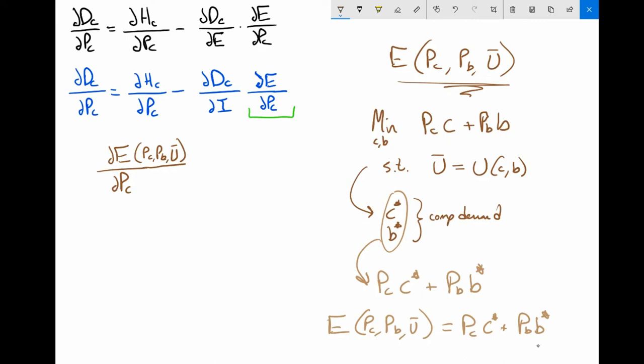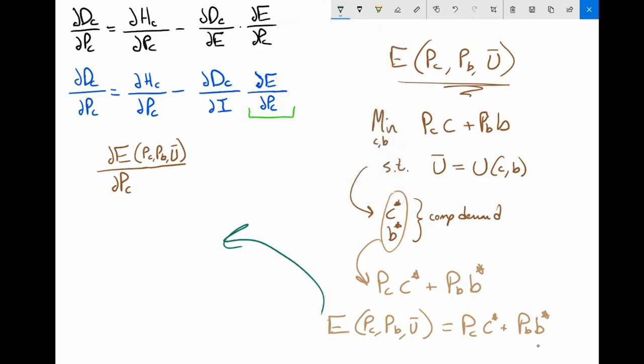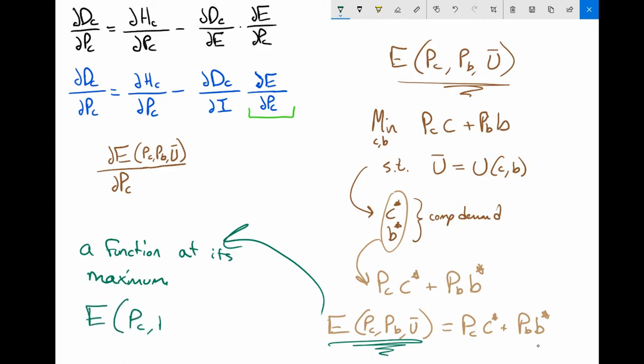This expenditure function is a function at its maximum. It is the expenditure function at its maximum point. It is now a function of the parameters of the model rather than the variables, because the variables have been optimized and plugged back in. So this is a function at its maximum.